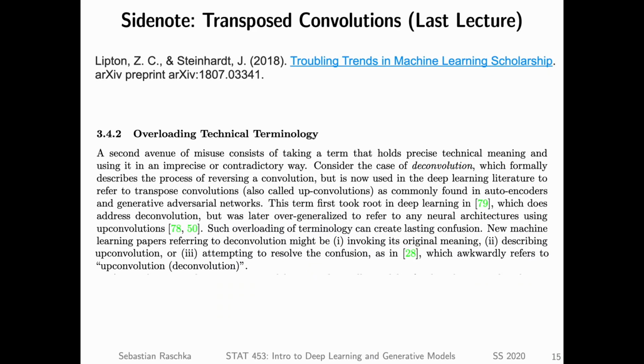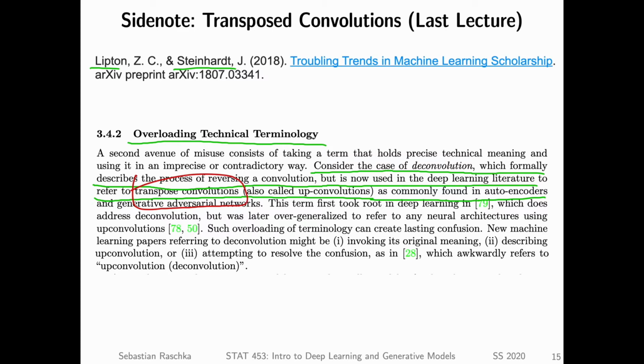Since we are already talking about terminology, let us take a look at this paragraph here that I found in a paper by Lipton and Steinhardt. In this paragraph, Overloading Technical Terminology, the authors highlight a kind of problem in deep learning, that we sometimes use terms from, let's say, statistics, but we mean something different when we use them. They say, consider the case of deconvolution, which formally describes the process of reversing a convolution, but is now used in the deep learning literature to refer to transpose convolutions, also called upconvolutions, as commonly found in autoencoders. So remember from last lecture, I called them transposed convolutions, and I mentioned sometimes they are called deconvolutions.